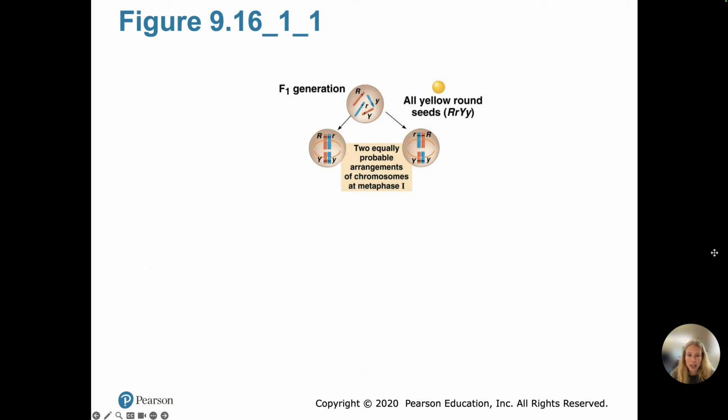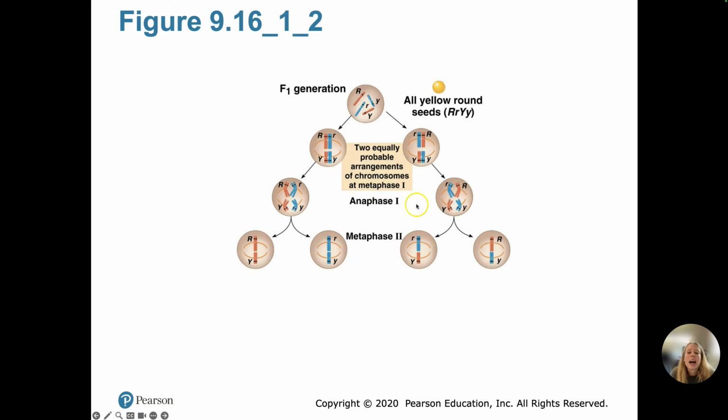And then as we go to the next step, we have anaphase 1. Remember, anaphase 1 is when the homologous chromosomes separate. So this chromosome is going to the left side of the cell along with this one. And then this lowercase r and this lowercase y are going to the right side of the cell. Over here in this orientation, this lowercase r is going to the left and the capital Y is going to the left. And then the capital R and the lowercase y are going to the right.